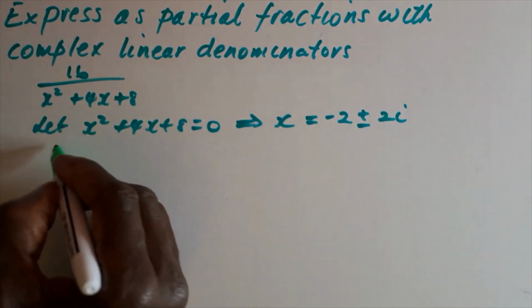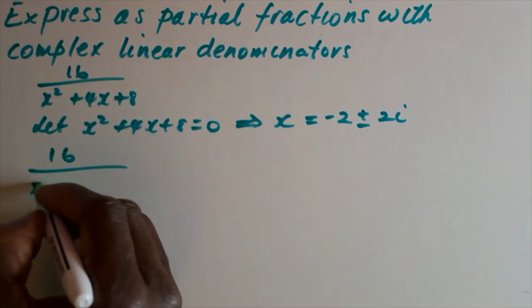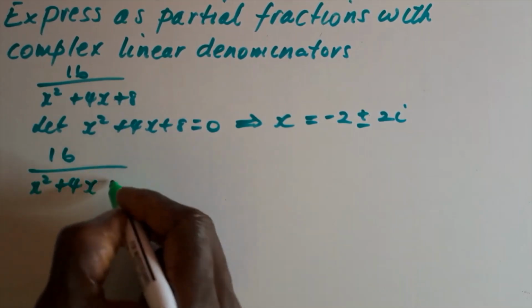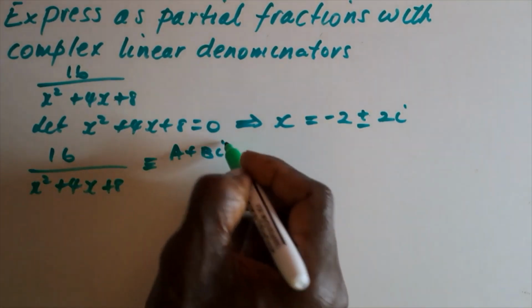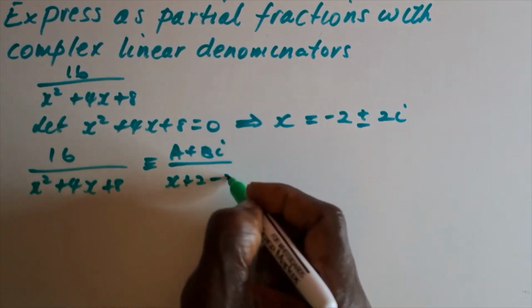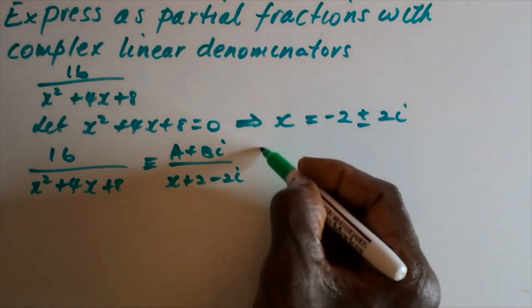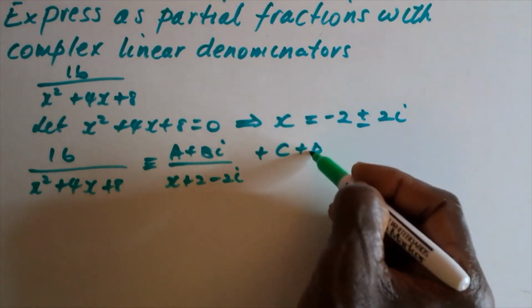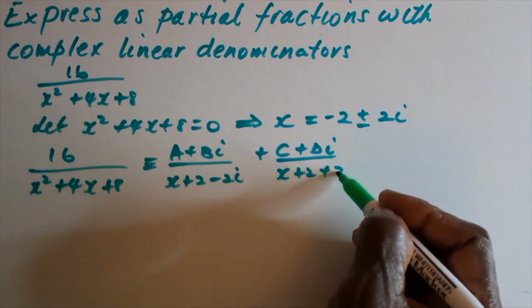Then we can write that 16 over x squared + 4x + 8 is equivalent to (a + bi) over (x + 2 - 2i). Check my previous videos, we've just applied the factor theorem to determine this complex denominator. Plus (c + di) over (x + 2 + 2i).